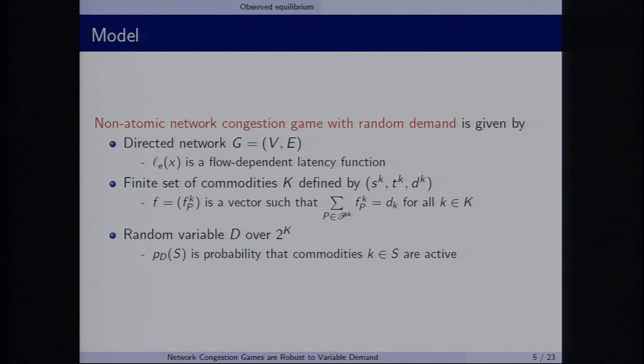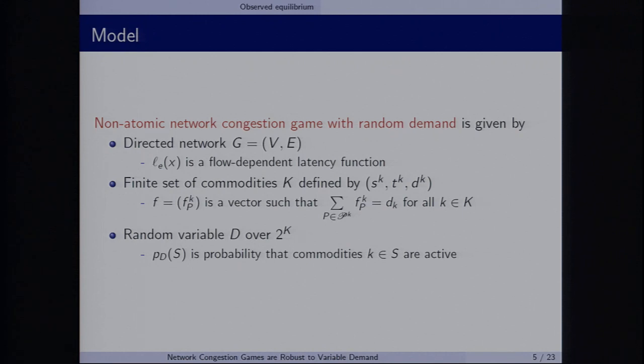So notice that we assume that players are non-atomic. So each player within a commodity is infinitely small, right? They have no effect on delay. So what is the interpretation of a commodity in our model? A commodity should be seen as a group of users that always travel together. So it could be that two commodities have the same source-sink pair, but they might still not always travel together because of the random variable I will talk about in a second. So a commodity should be thought of as a group of users with the same characteristics.